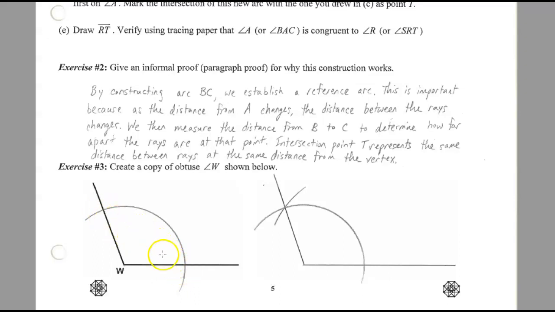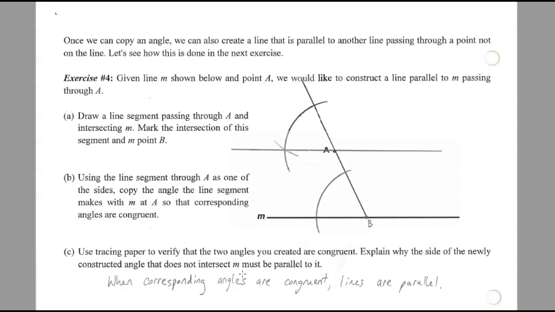Once my compass is set to that distance, I can then pick it up and move it over, put the metal point on the intersection of my new ray, and mark how far along the arc it is. Once I have that point, I can then make a second ray, and my angle has been copied. And I could check it with a protractor, but it's going to be very close. It may have a little margin of error for being a pencil and paper construction, but it's certainly close enough. All right, on to the next page.